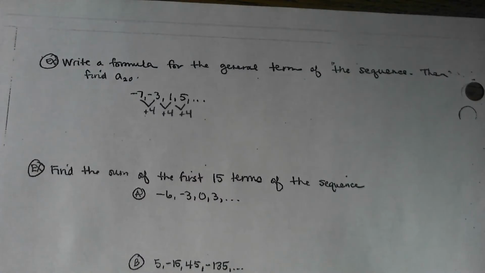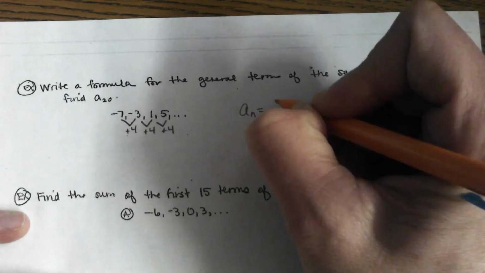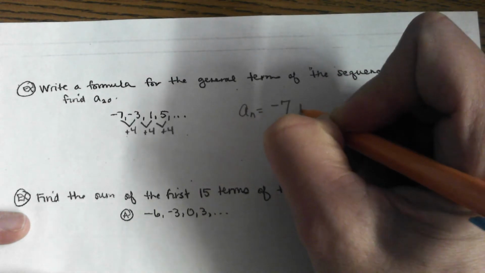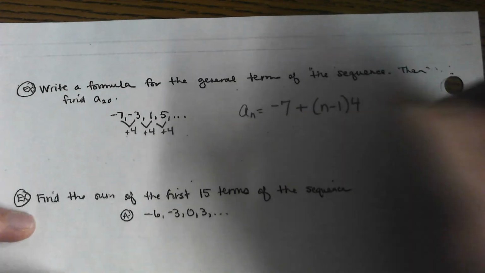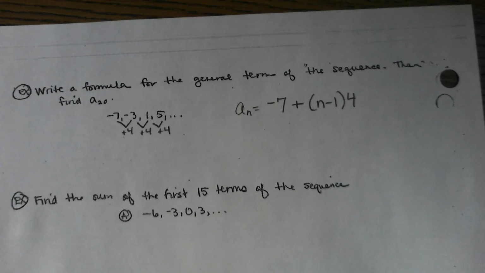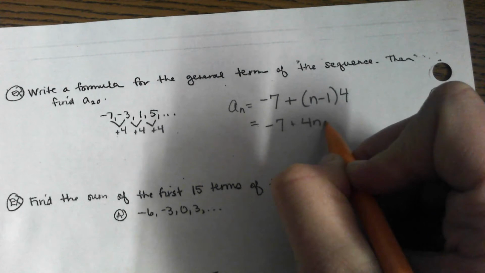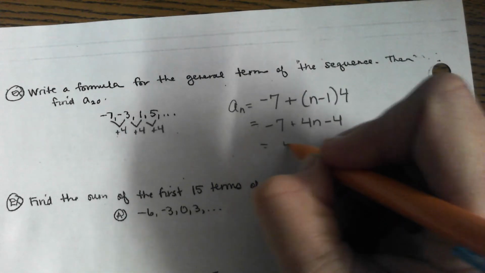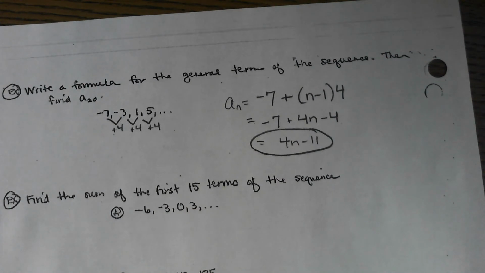Yes. So the general formula would be a sub n equals your first term of -7 plus you're adding n minus 1 times the common difference. If you want to put your 4 out in front, you can. You may distribute that 4, and you get 4n minus 11 if you turn it into linear.